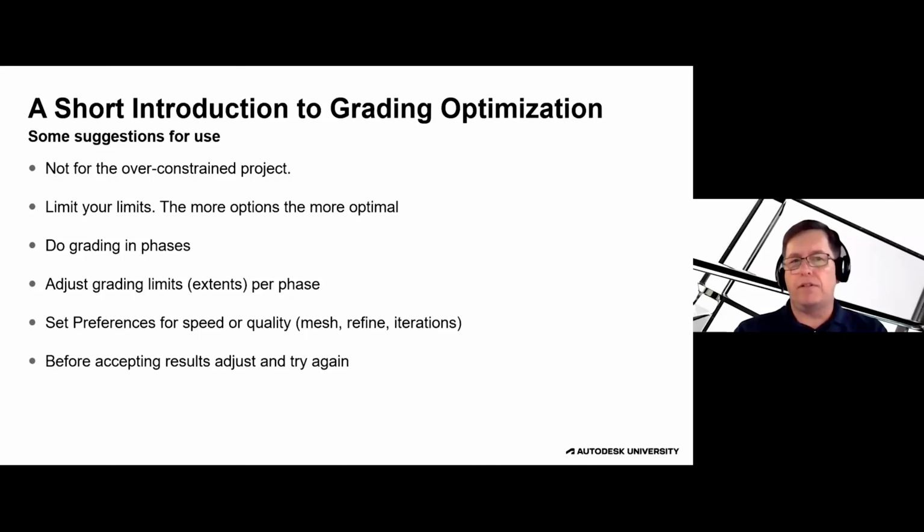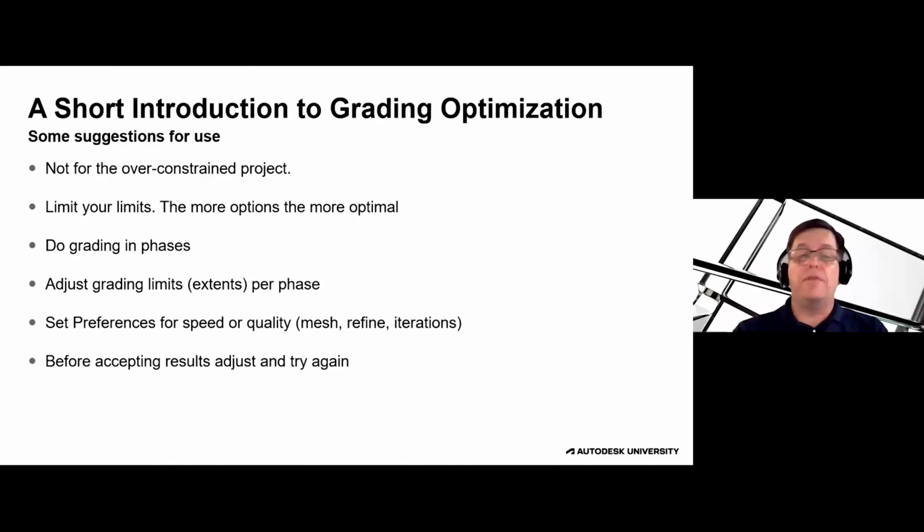Also, set preferences for speed versus quality. If you're doing a preliminary grading early in the project life cycle just to see if this is going to work or not, is this a project we should pursue, you can turn the mesh quality down or the refinement off or the iterations. By default, the iterations are set to 100,000, so that's a lot of options to run through. You could turn those all down and get a little speed back into this so you get a faster result, but you would be losing some quality.